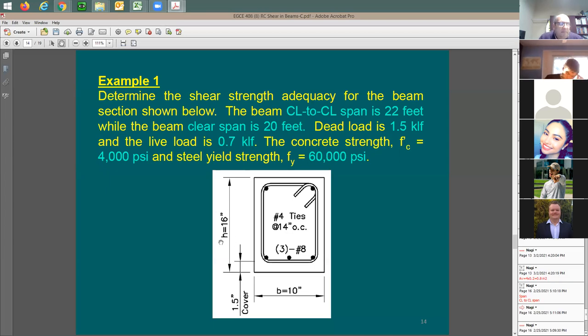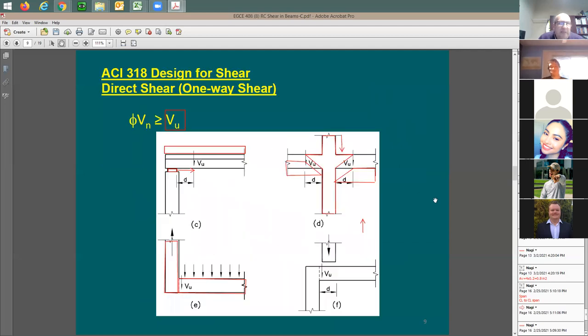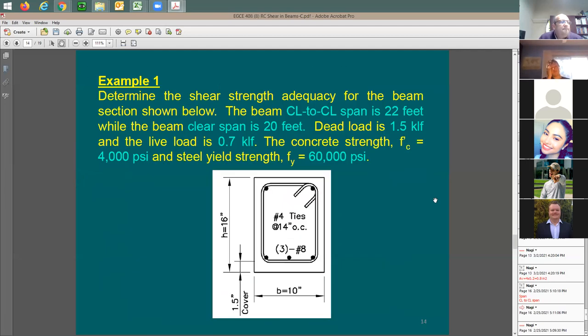Depth is given, because it's going to be 16 minus 1.5 minus, if you remember this here, number 4, right? So I'm going to have 13.5 here. And the width is going to be 10 inch. The ties are going to be number 4 at 14 inch on center. So the spacing S is going to be 14 inch. This 14 inch in this problem is the same as this S. It's the spacing between a couple of ties. Is it okay?